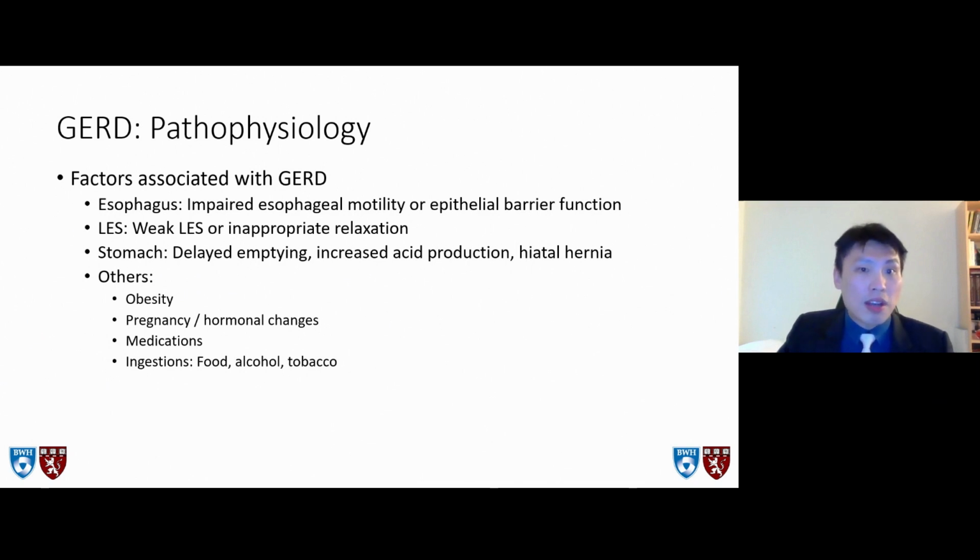If you have a weak lower esophageal sphincter or inappropriate relaxation of the lower esophageal sphincter, even when you're not eating, then you can get a lot of reflux. With the stomach, delayed emptying, increased acid production, or even a hiatal hernia can lead to more reflux as well. Some of the other factors commonly seen, obesity, pregnancy, or any hormonal changes can lead to more reflux, as well as medications or ingestion of certain food, alcohol, or tobacco.